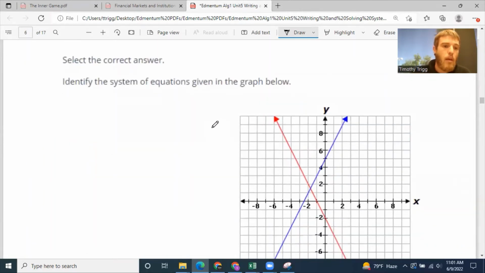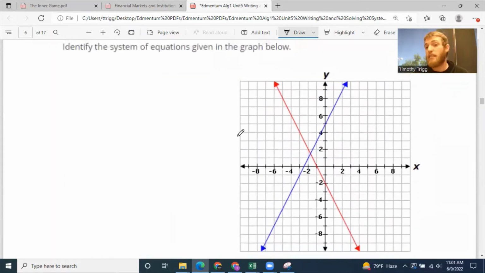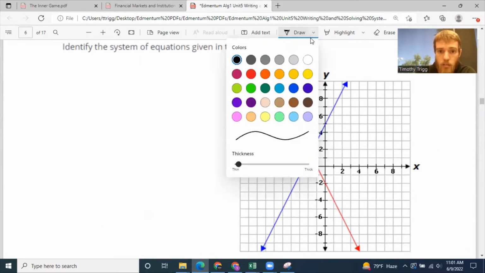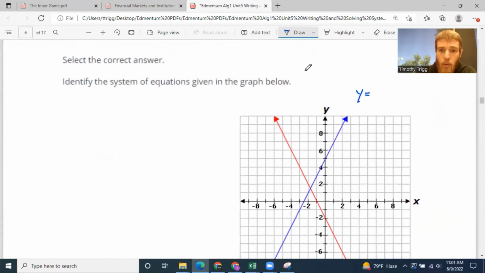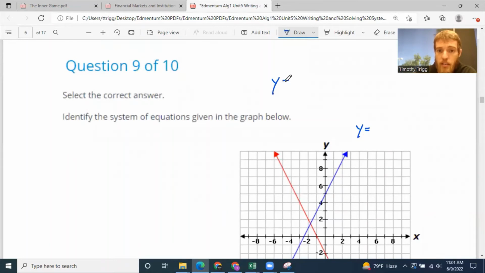Question 9. Identify the system of equations given the graph below. So here we just want to find the equation for each of these lines. Let's first work on the blue line. This would be y equals, and remember, we want to put the equations in slope-intercept form. That's y equals mx plus b, where m is the slope and b is the y-intercept.